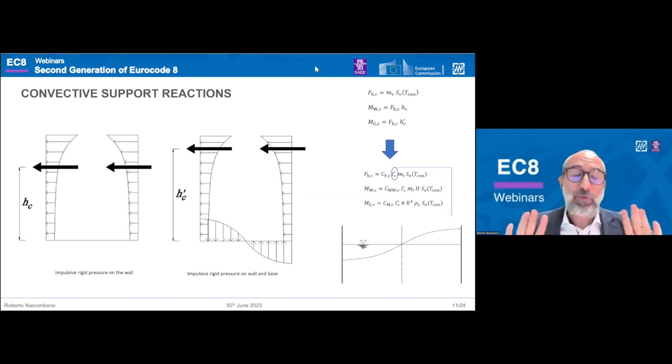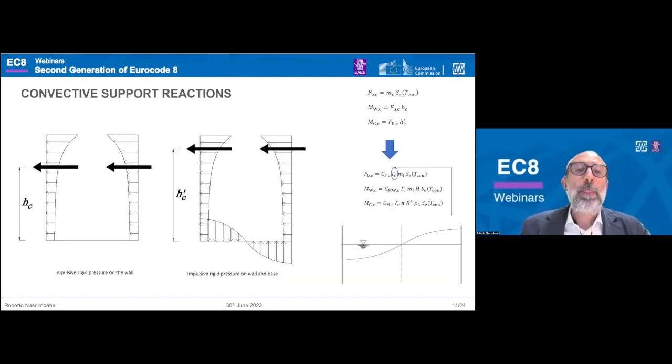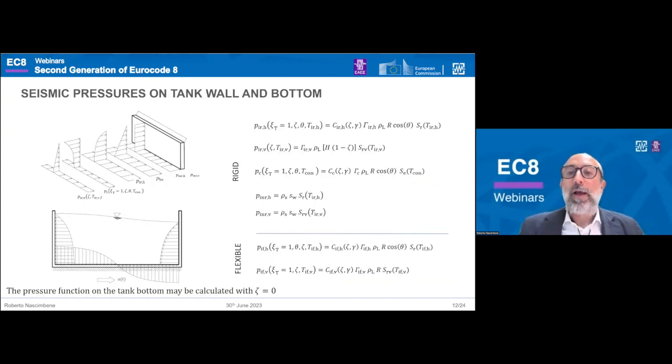All the analytical expressions are based on the first mode of vibration, which is absolutely predominant compared to the other modes, as the last 30 years of scientific literature can confirm. And if we come back to the previous slide, again, at a slenderness ratio of the tank of 1.5, we have 0.31 for the coefficient of the shear, and 1.82 for the participation factor of the convective mode. Let's go ahead with the next step, from forces to pressure.